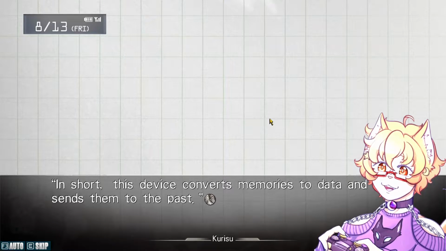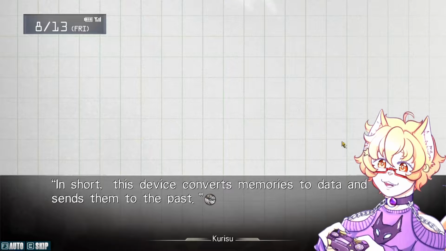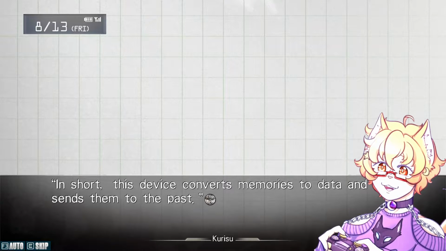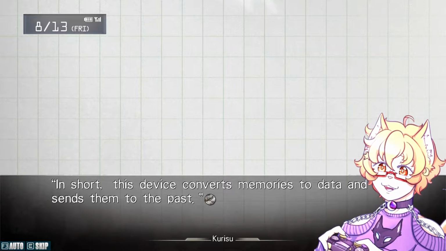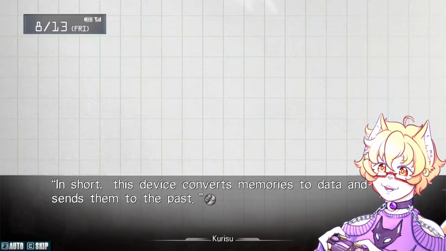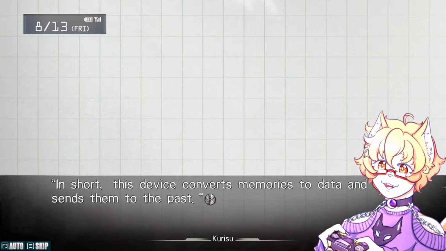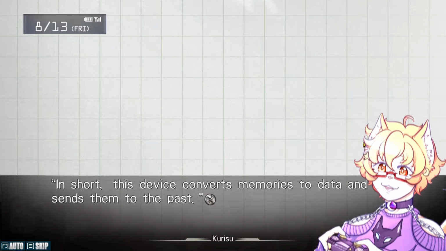We figured out how to do the phone wave stuff. We've upgraded the phone wave with the use of Mr. Braun's TV downstairs. Okabe got in trouble, but we now know how to work the phone wave in an efficient way to put memories into the past. In short, this device converts memories to data and sends them to the past.